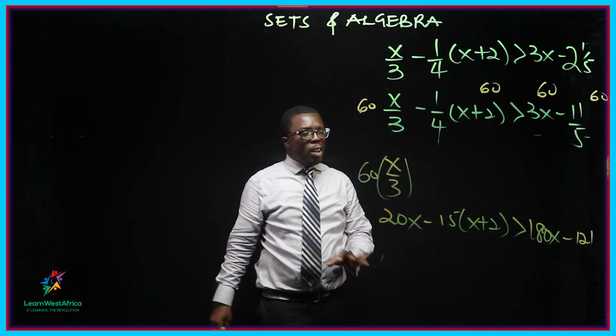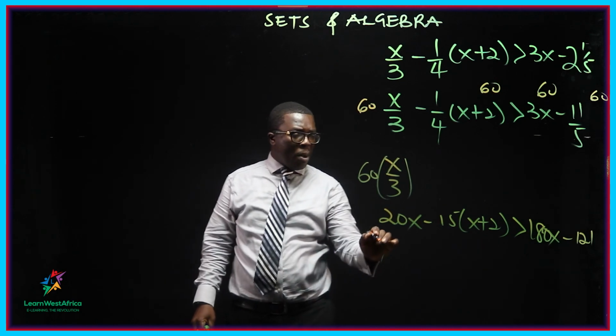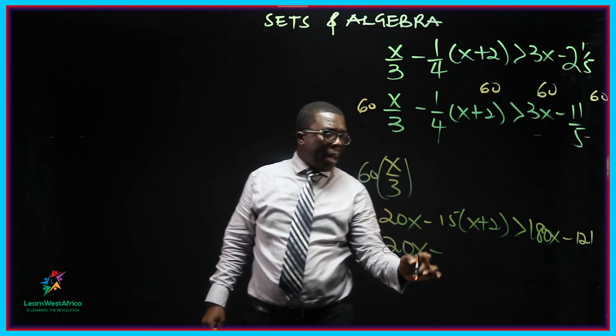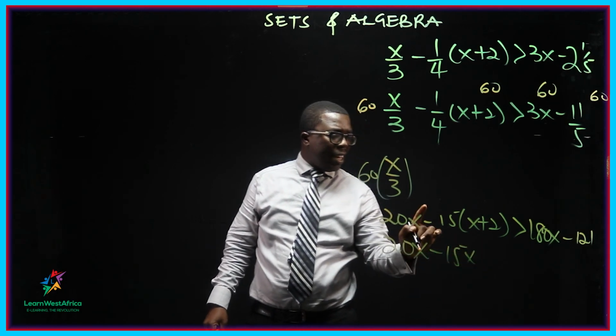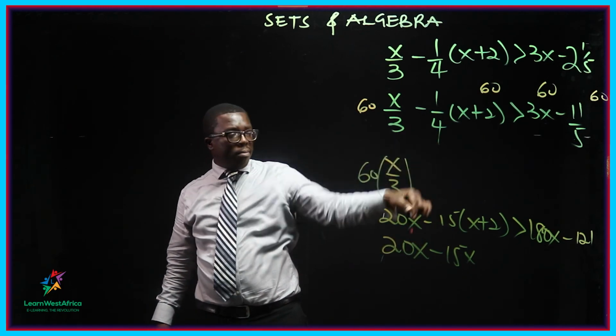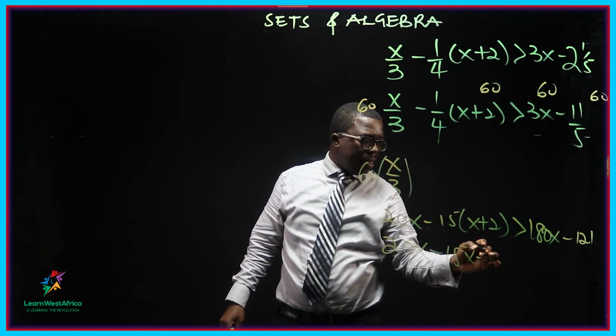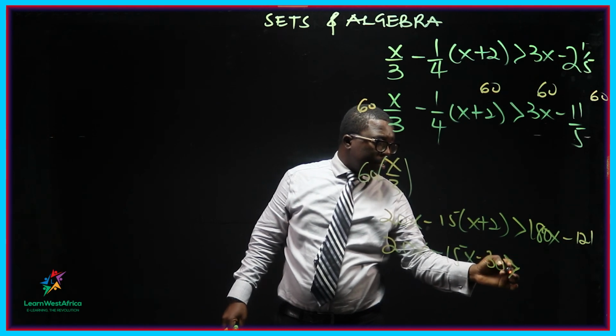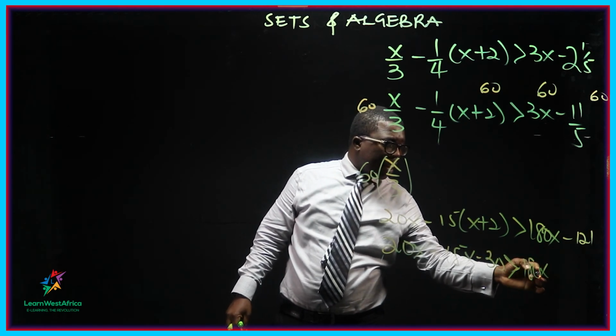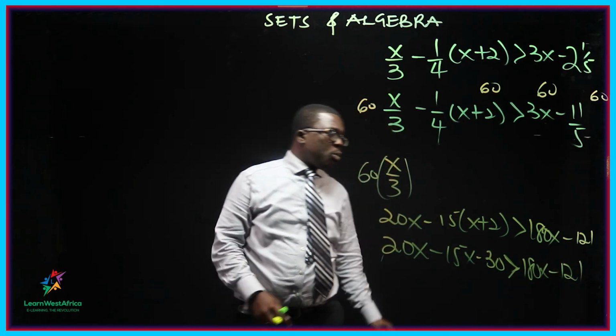Watch what I say now. We have 20x minus 15x, then minus 30, greater than 180x minus 121.